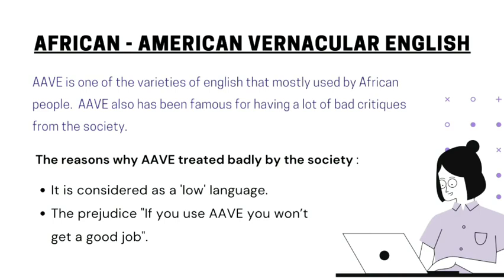The second one is that there is a prejudice that says, if you use AAVE, you won't get a good job. The reason that kind of prejudice exists in society is mainly because they think the one who uses AAVE is not intelligent enough. Ethnic discrimination and racism play important roles in this barbaric prejudice that spreads in society.